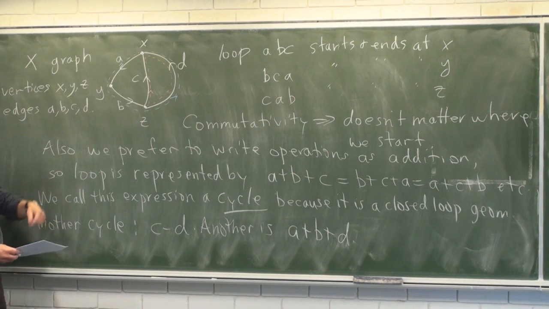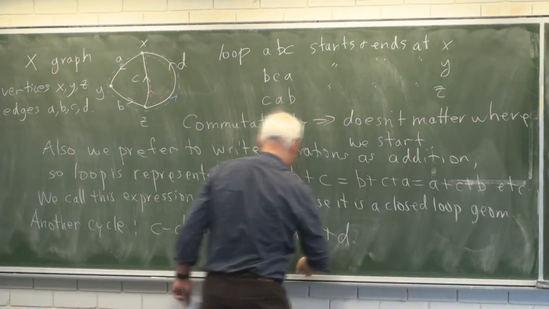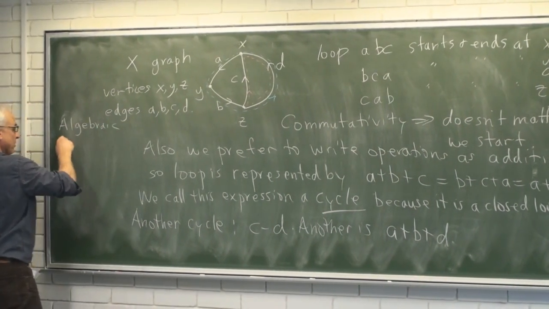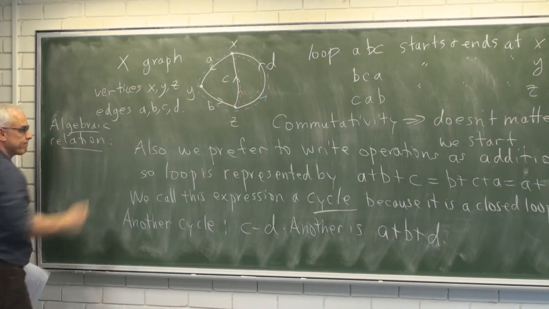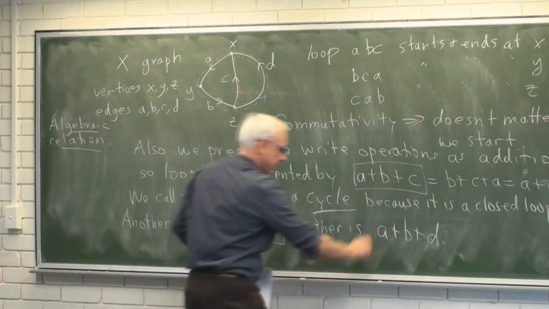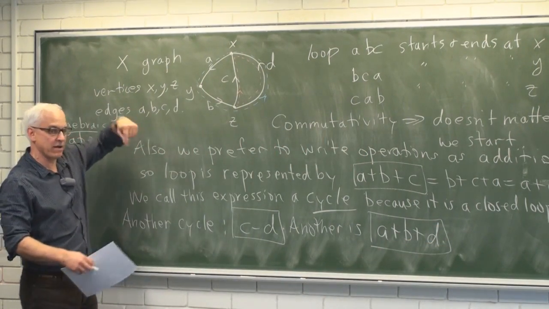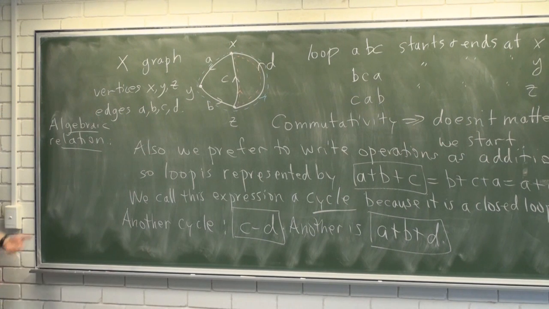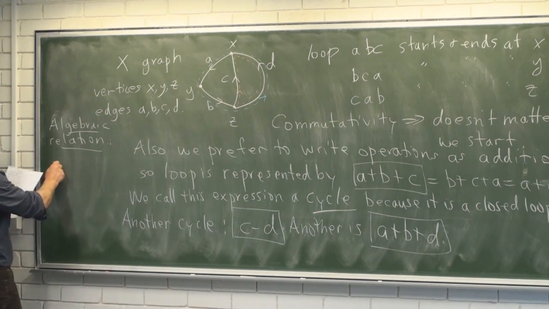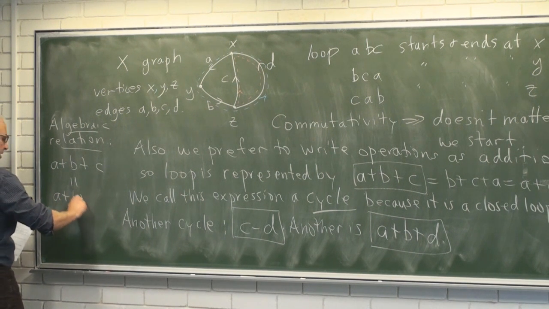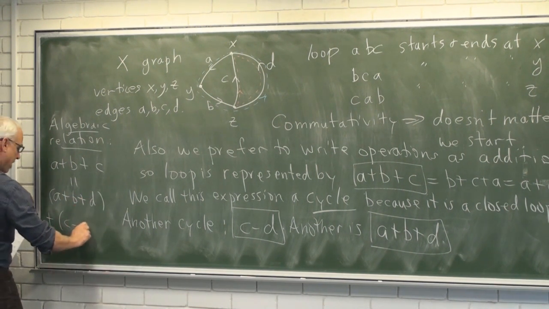So these three cycles represent three different holes, but there's a relationship between them: the algebraic relation between these three cycles. We're talking about A plus B plus C, and C minus D, and A plus B plus D. Each one represents some kind of hole. The first one represents that hole, the second one represents that hole, and the third one represents that hole. The algebraic relation is that A plus B plus C equals A plus B plus D, that one, plus C minus D.